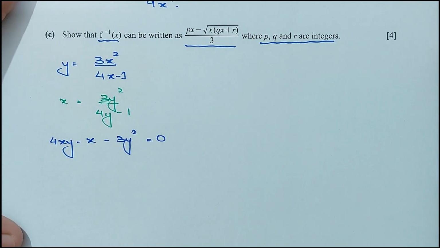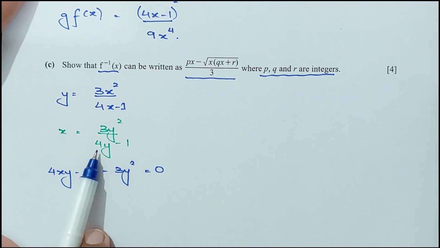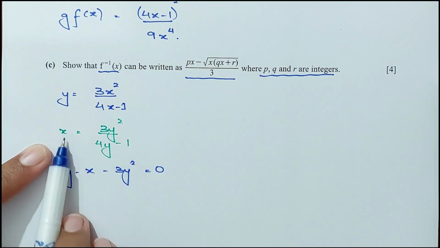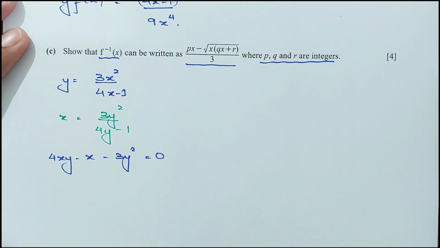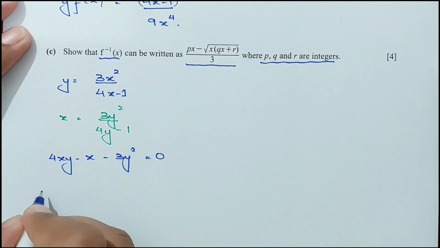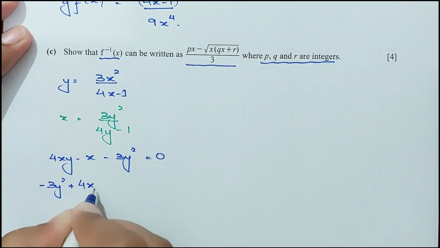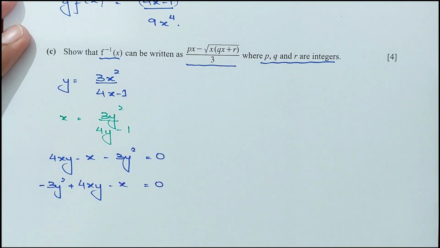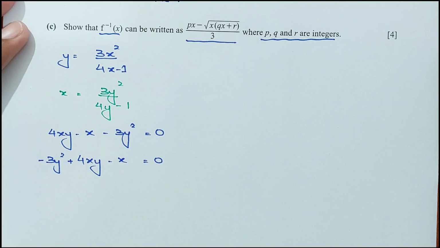Here I did two steps. First I cross multiplied 4y minus 1 with x, so 4y times x and minus 1 times x. And then I shifted the term 3y squared to the other side of the equality, so it becomes negative. Let me arrange this: minus 3y squared plus 4xy minus x equals 0. If I consider this as a quadratic equation, because I have to find the answer in terms of this form, and solve for y.